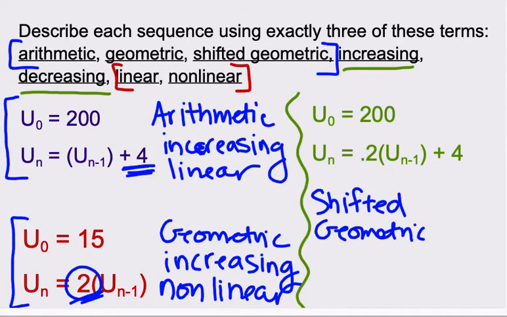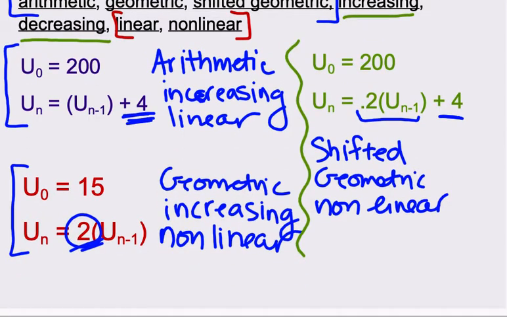That shifted geometric has that geometric portion with something added or subtracted on the end. But now the question is, and so that'll make it nonlinear, but the question is: is it increasing or decreasing? It's sometimes hard to know. We're adding 4, so the arithmetic part makes you think it's increasing, but the geometric part, you're only multiplying by 0.2. Remember, when that ratio is between 0 and 1, that means decreasing. So which one is it?